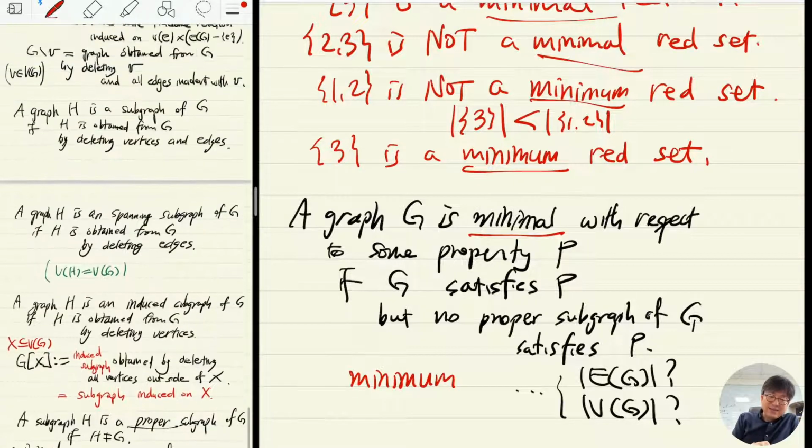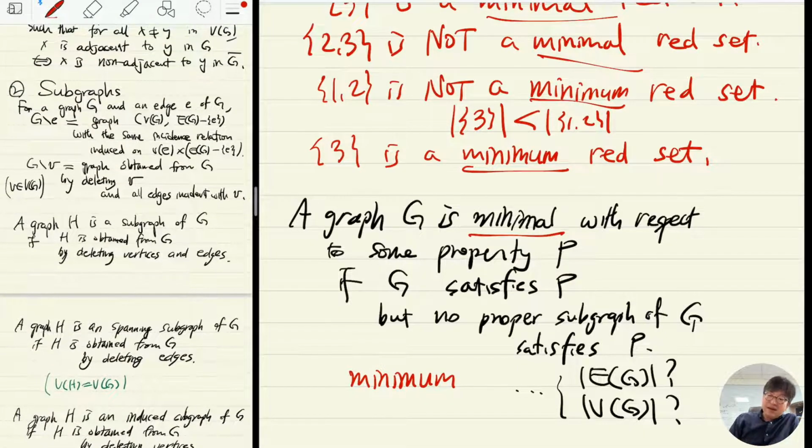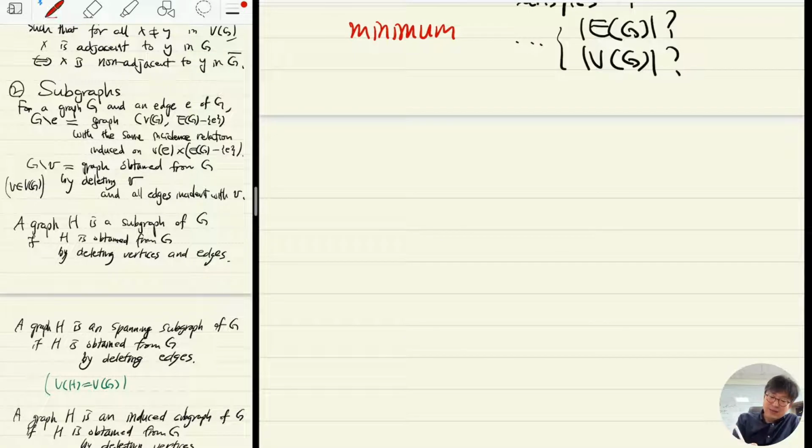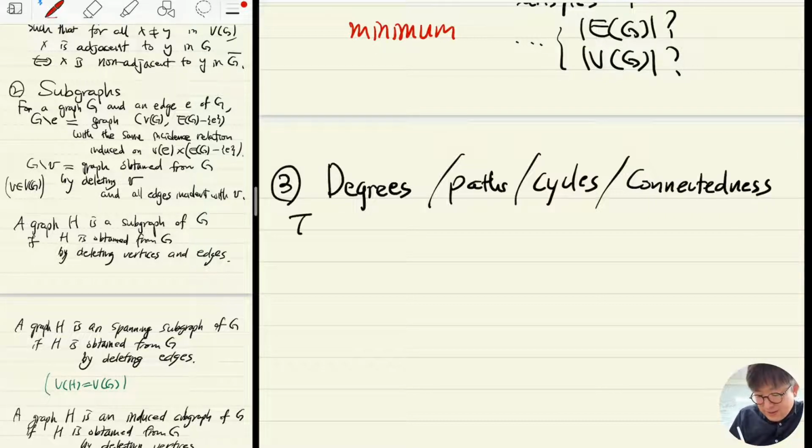All right, so that's the containment relation, so subgraphs. Now the next one is degrees and the paths, cycles, and connectedness. Right. So what is the degree?